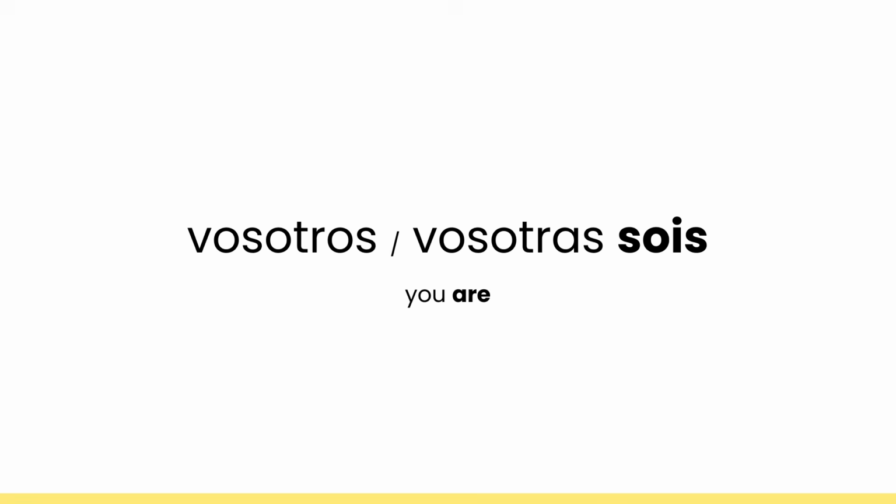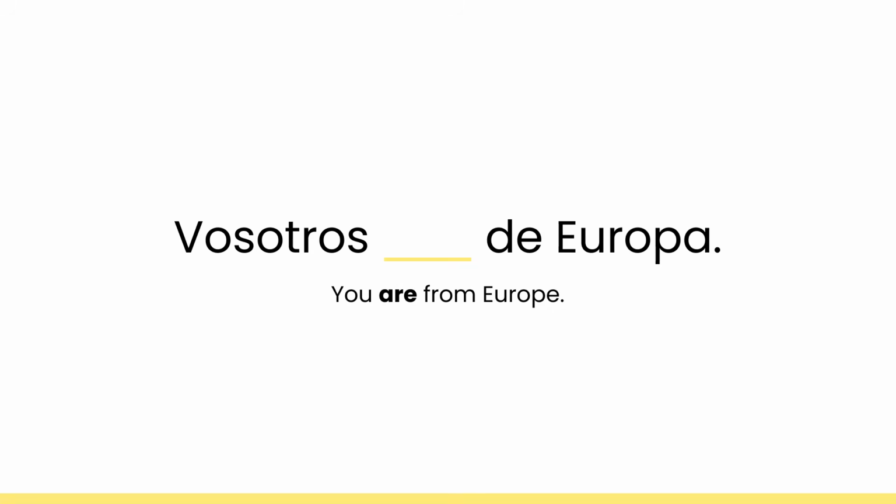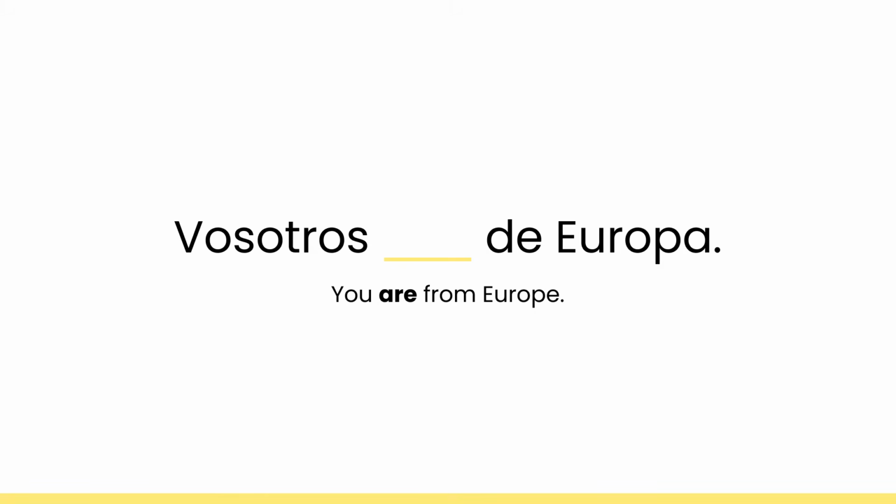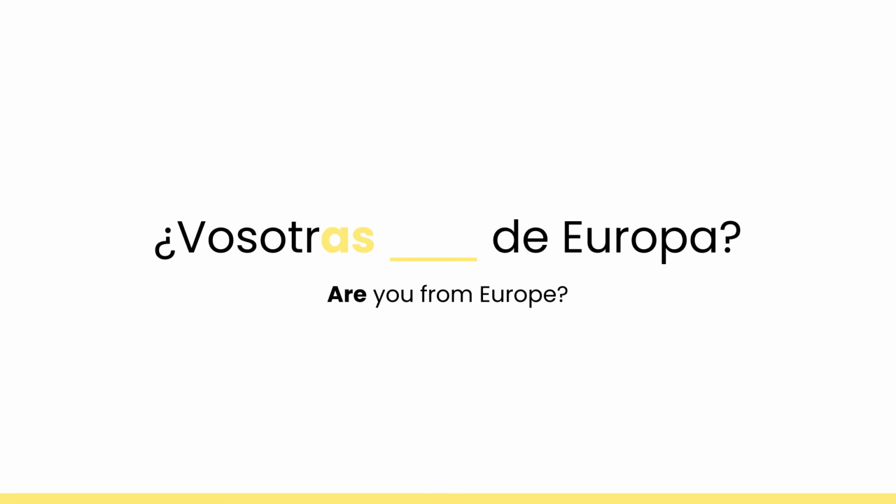Alright, and then vosotros or vosotras, which is you, which is used in Spain mostly. Vosotros, vosotras sois. You are. So you are from Europe. Again, you are from Europe means characteristic because you're talking about where someone is from, so that's a characteristic. Vosotros de Europa. Vosotros sois de Europa. Vosotros sois de Europa.